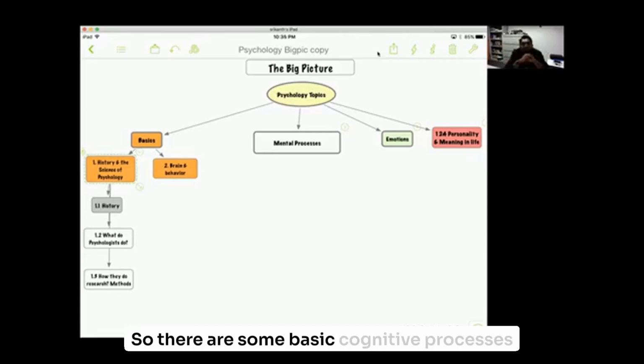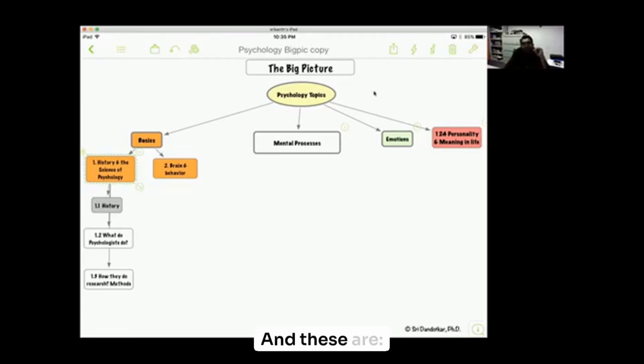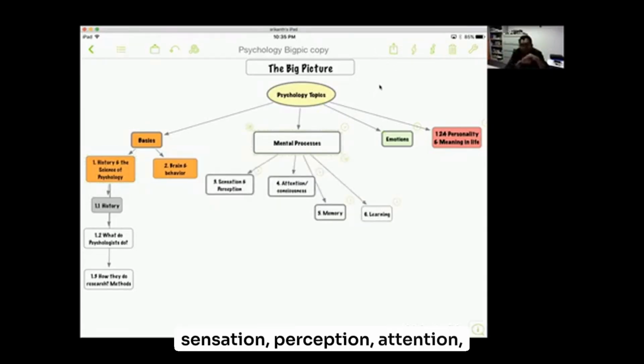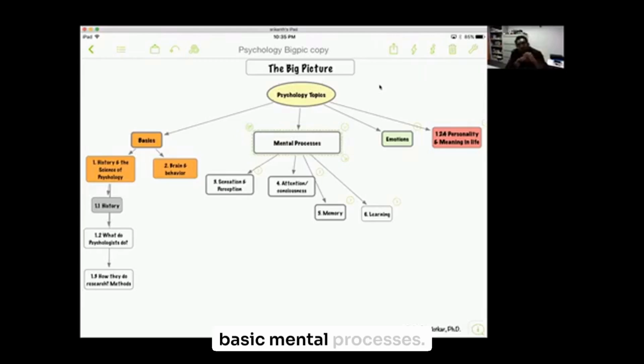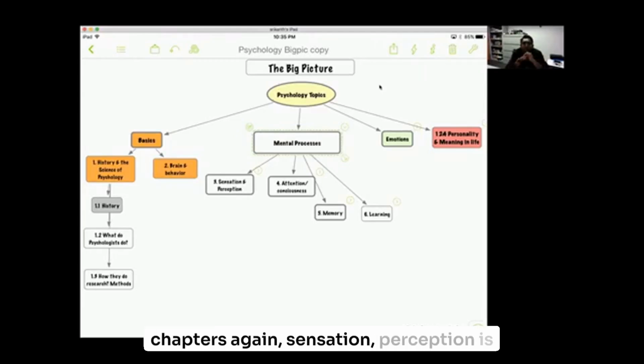So there are some basic cognitive processes or mental processes that we'll discuss in this class. These are sensation, perception, attention, and memory. And there is learning, which again can be considered a mental process as well. It connects information from several of the basic mental processes. As you can see, these refer to specific chapters again. Sensation and perception are discussed in chapter 3. Attention is discussed in chapter 4, although it has another name, consciousness, which is pretty much the same thing. Then memory will be discussed in chapter 5 and learning in chapter 6.